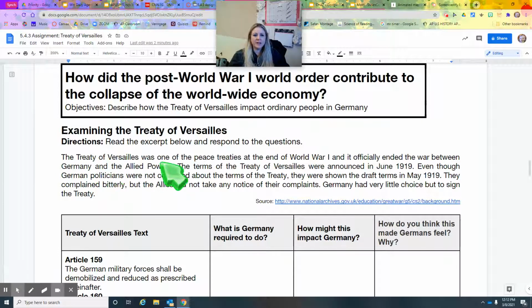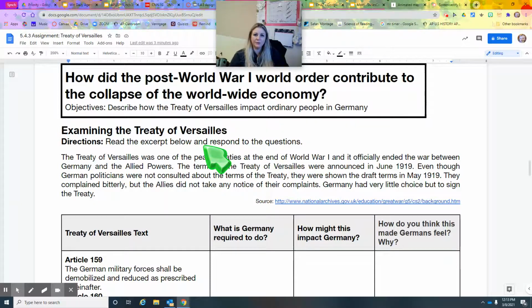All right, the Treaty of Versailles was one of the peace treaties at the end of World War I, and it officially ended the war between Germany and the Allied powers. The terms of the Treaty of Versailles were announced in June of 1919. Even though German politicians were not consulted about the terms of the treaty, they were shown the draft terms in May. So it started in January, now we're in May of 1919. They complained bitterly, but the Allies did not take any notice of their complaints. Germany had very little choice but to sign the treaty because they couldn't stay in the war anymore.